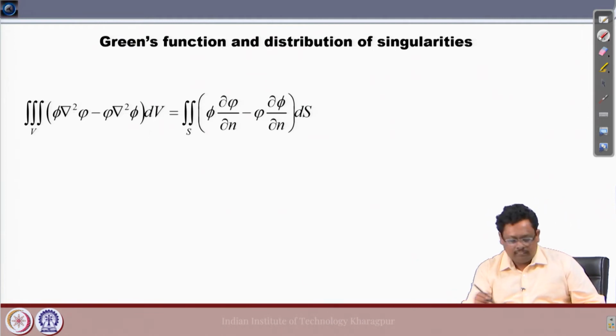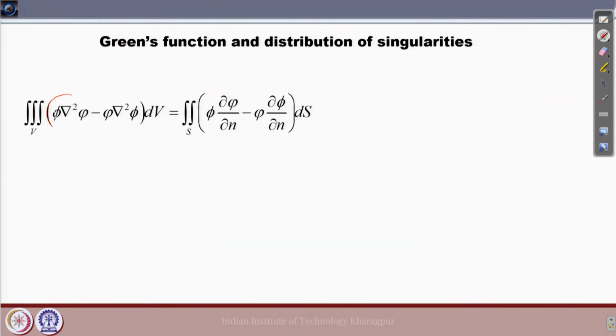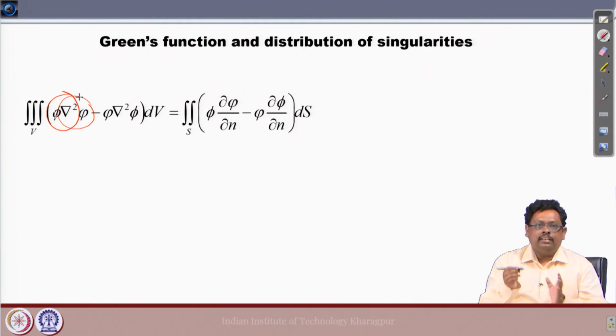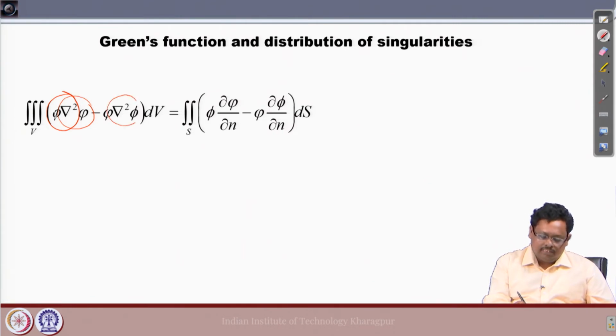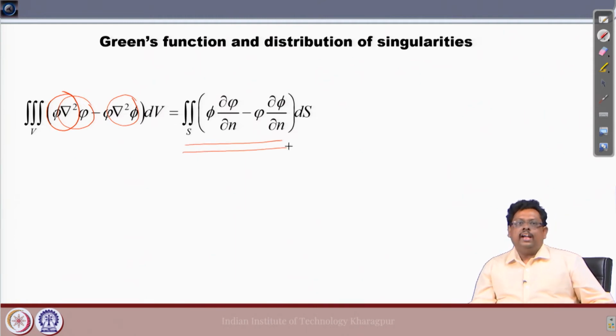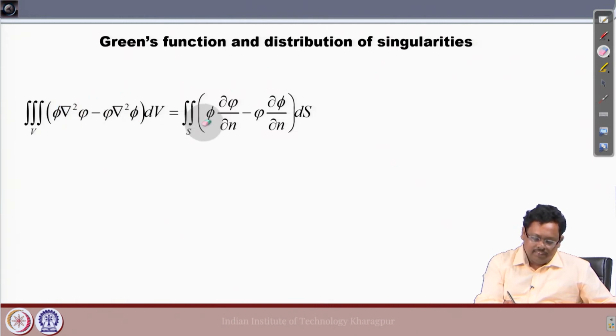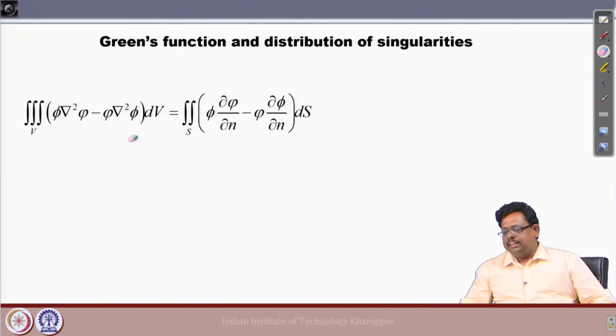Here, del squared psi is a Laplacian, and del squared phi is a Laplacian, right, and then this equals the right hand side, which is phi del psi by del n minus psi del phi by del n. I am going to use this result to find out something. Let us see.